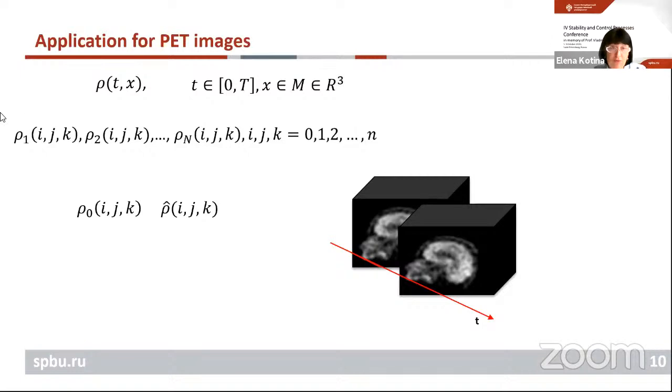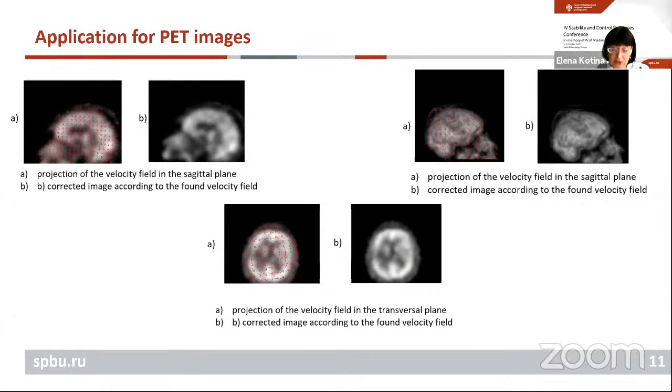We consider pairs of neighboring images of this series and denote them rho 0 and rho hat. Using the method proposed above, we determine the velocity field at the nodes of a rectangular grid with a step equal to 1 pixel along any axis. The partial derivatives and integrals considered above are also determined by numerical method. On this slide, we can see figures which illustrate the velocity field constructed by this method for human brain PET images for some variants of head movement.